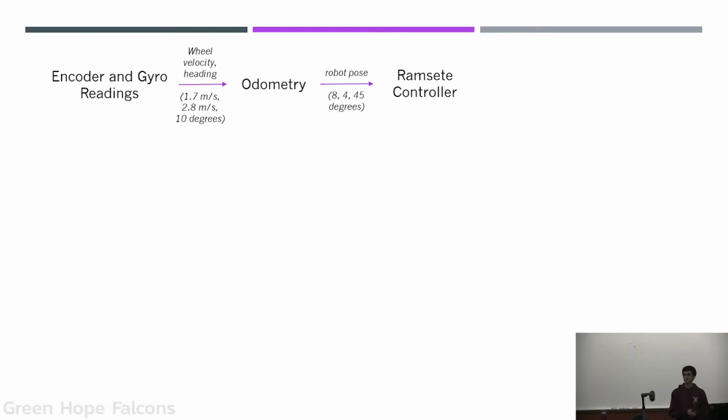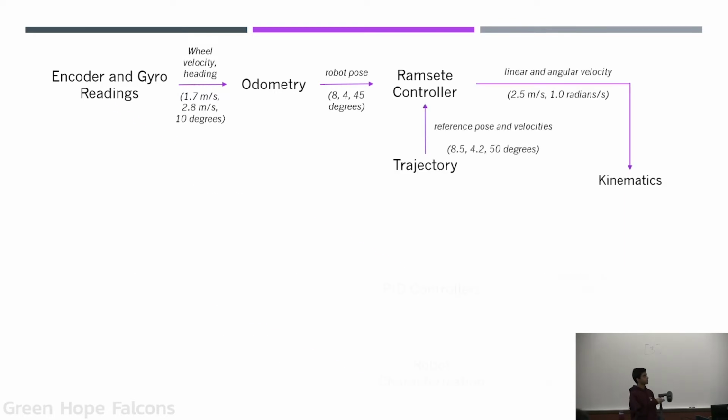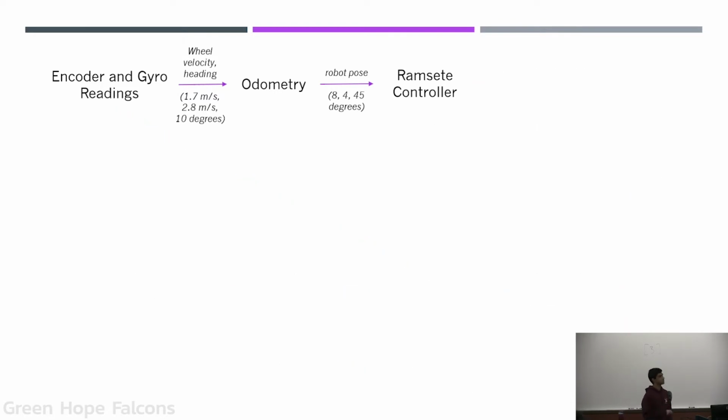Odometry then takes your robot's position and gives it to the Ramsey controller. Here we have an example position: 8, 4, 45 degrees. We'll say that your robot is at 8 meters on the x-axis, 4 meters on the y-axis, and at 45 degrees. We give that information to the Ramsey controller. So the controller has information about the robot position. We want to track a trajectory. What's missing over here? It has the robot position. It doesn't have anything else. And we want to track a trajectory. What other information does it need?